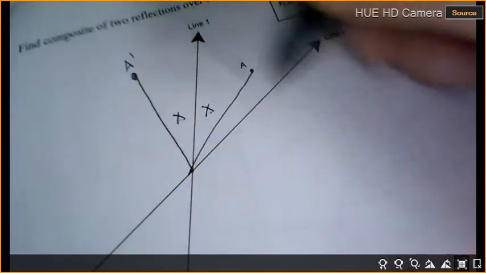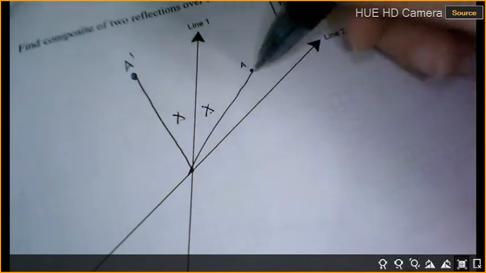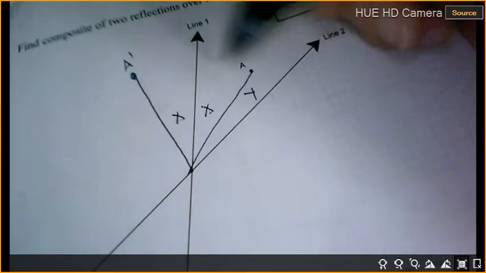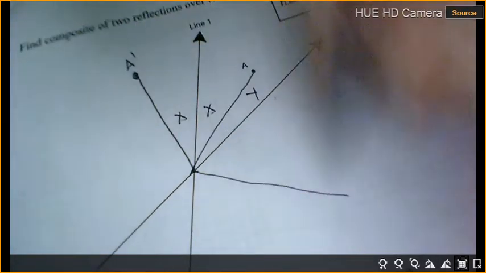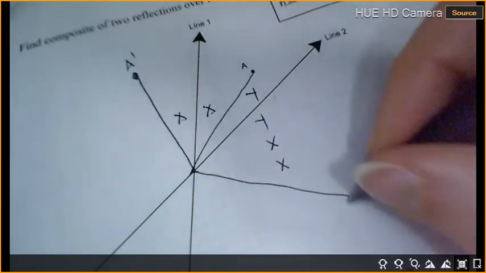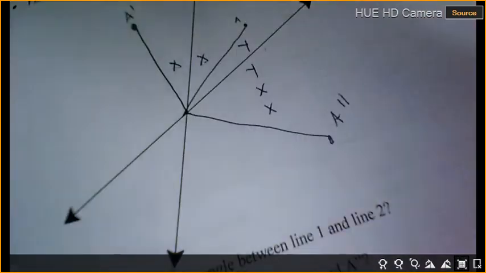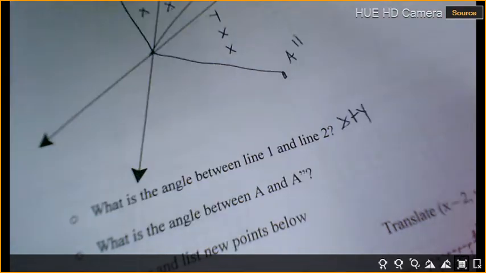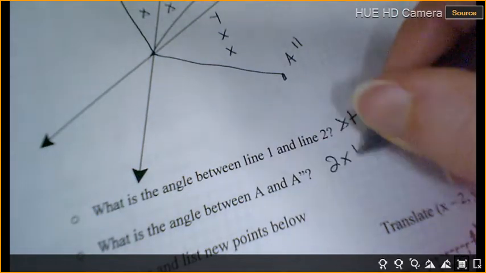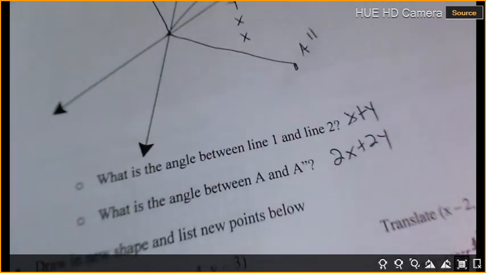The distance between A and line 2, I hope you're listening instead of having a conversation or being on your phone right now. You're actually paying attention. A to line 2 is Y. And we're going to take this whole thing over line 2. So we have Y, X, X, and here is A double prime. The angle between line 1 and line 2 is X plus Y. And the angle between A to A double prime is 2X plus 2Y. Okay? We've done that like half a bajillion times.